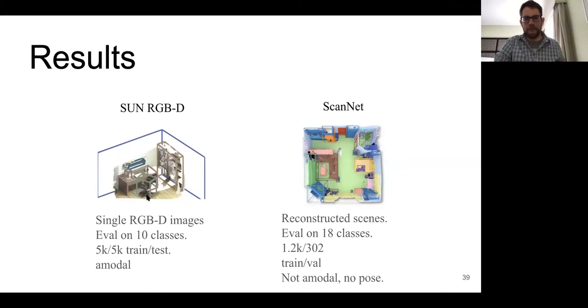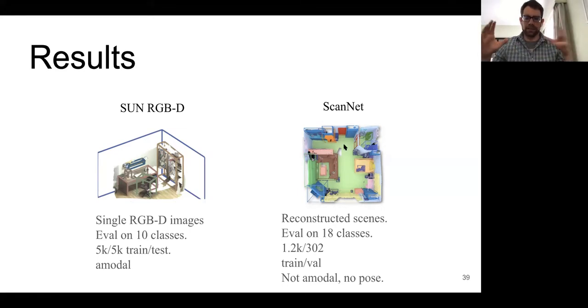And the main thing to understand here is that the type of partiality that a single view creates is usually self-occlusions, right? If you see an object just from one side, it has self-occlusion, so you may not see the back side of it. ScanNet is a very different benchmark.